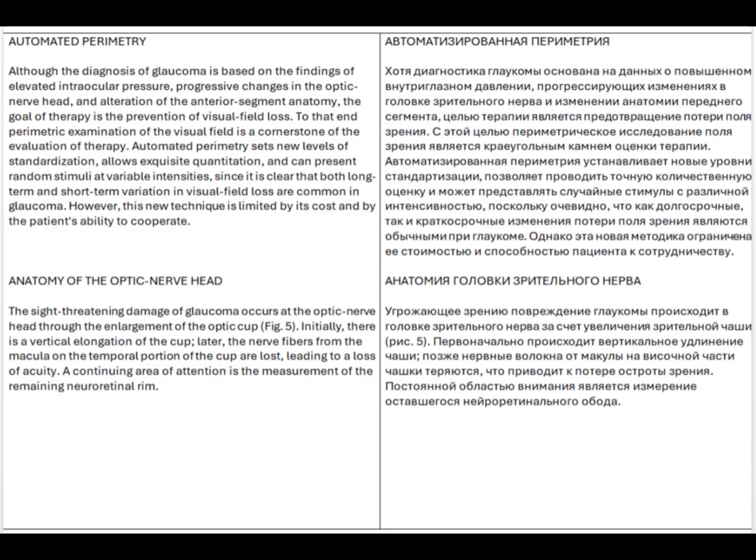Anatomy of the optic nerve head. The sight-threatening damage of glaucoma occurs at the optic nerve head through the enlargement of the optic cup (Fig. 5). Initially, there is a vertical elongation of the cup. Later, the nerve fibers from the macula on the temporal portion of the cup are lost, leading to a loss of acuity. A continuing area of attention is the measurement of the remaining neuroretinal rim.